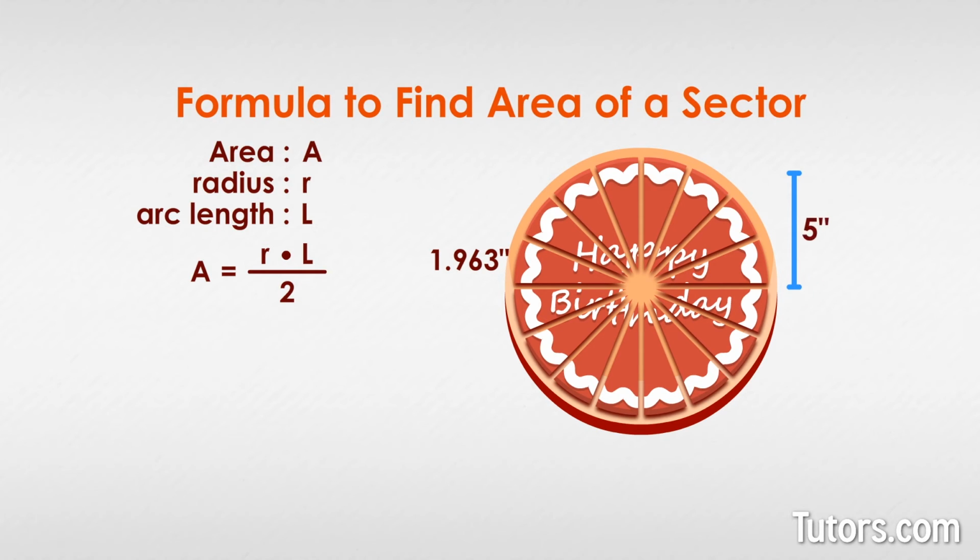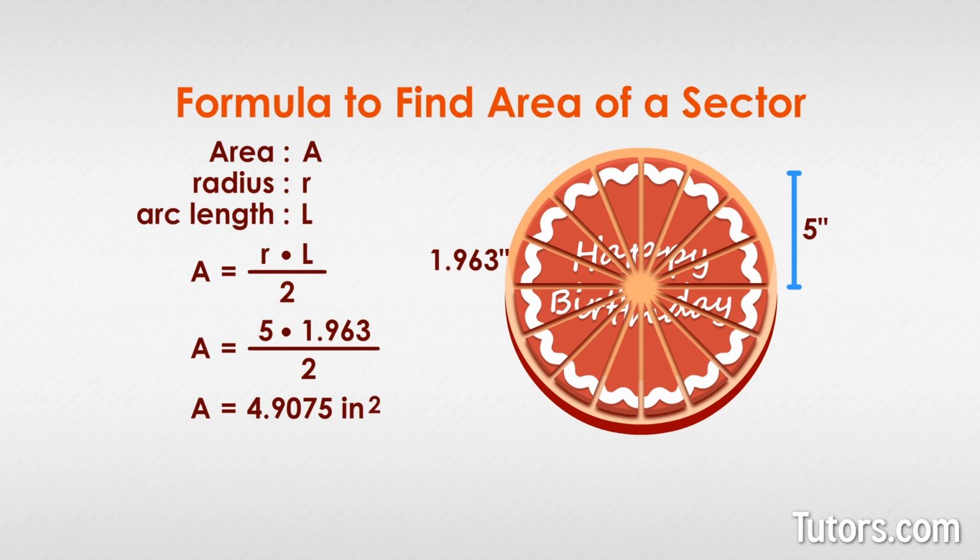The radius is 5 inches, and if you plug those numbers into the formula, you get A equals 5 times 1.963 divided by 2, which gives us an answer of A equals 4.9075 inches squared.